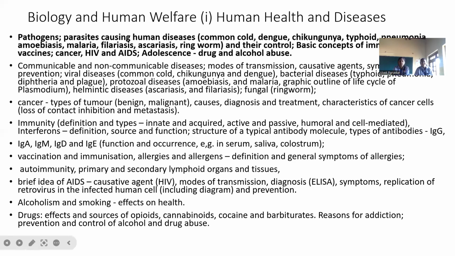What do we have to study? Human health and diseases. Just like first we had reproduction, then genetics, now biology and human welfare. It's easy. You have to study pathogens and parasites causing human diseases: common cold, dengue, chikungunya, typhoid. All the diseases named, the virus, the vector, the pathogen, the symptoms, and how you can treat the disease.